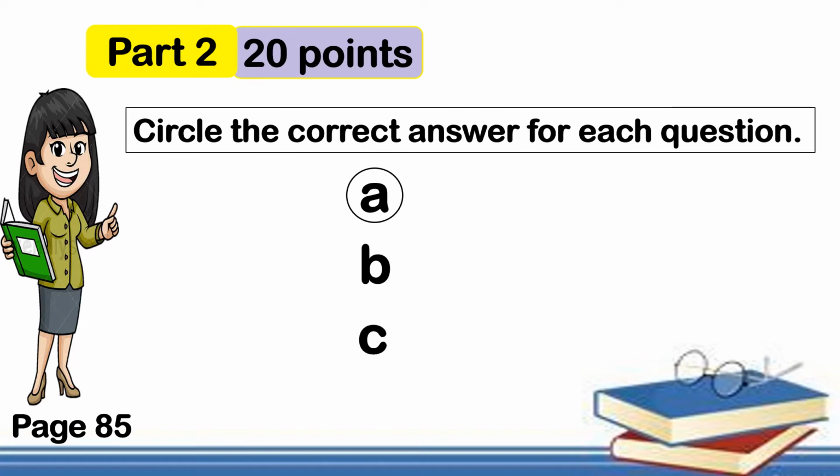On part 2 of the evaluation, it consists of 20 points. All you have to do is circle the correct answer for each question. For example, if your answer is letter A, put a circle. If your answer is letter B, you encircle letter B. And if your answer is letter C, you encircle letter C.